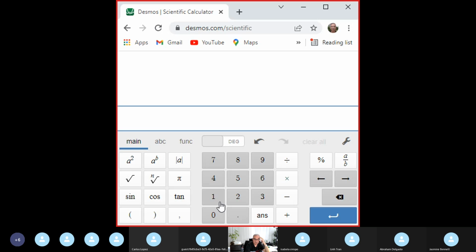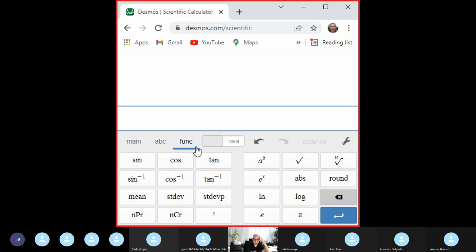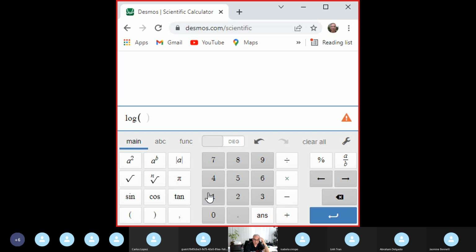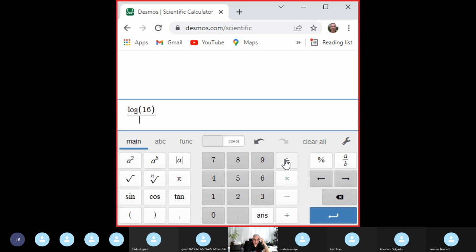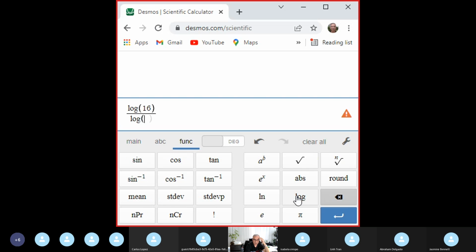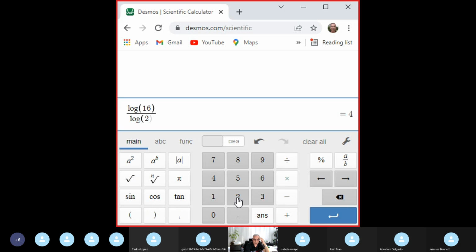Okay, it's log. I make a decision to use the standard log of 16. Okay, outside the parentheses, division by log again of 2. Boom, the answer is 4. I proved that.